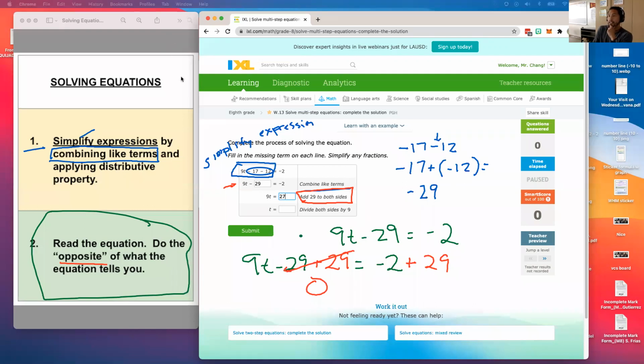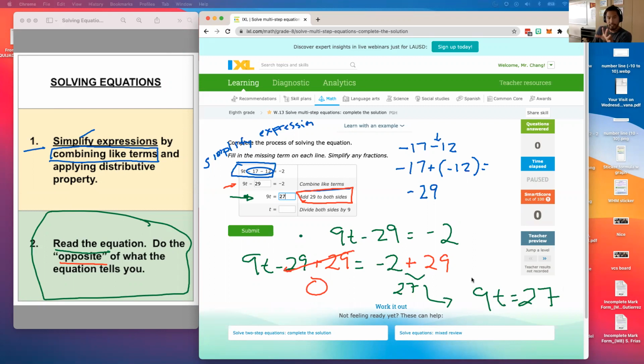And if I come back down to the equation, you're going to see that this is 27. And I have simplified this equation to 9t equals 27, which is right here, the third line. Now I'm going to do step 2 one more time. I'm going to read the equation. I'm going to do the opposite of what the equation tells me. And in this case, 9t equals 27.